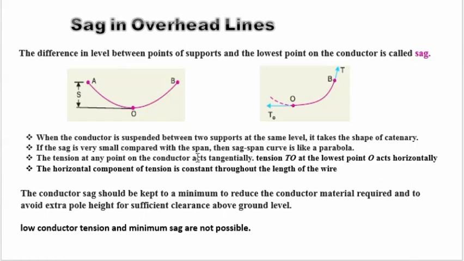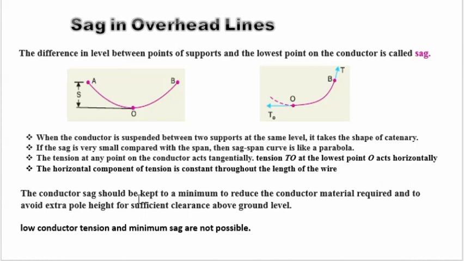When the conductor is suspended between two supports at the same level, the sag will take the shape of a catenary, and if the sag is small as compared to the span, then the span sag curve will be like a parabola. The tension at any point on the conductor acts tangentially. The horizontal component of tension is constant throughout the length of the wire. These are some important points associated with the sag.